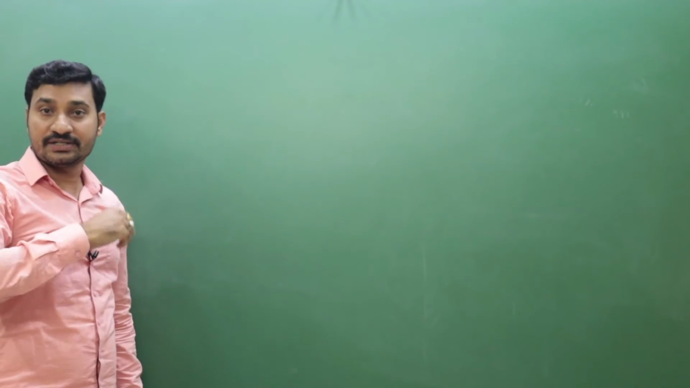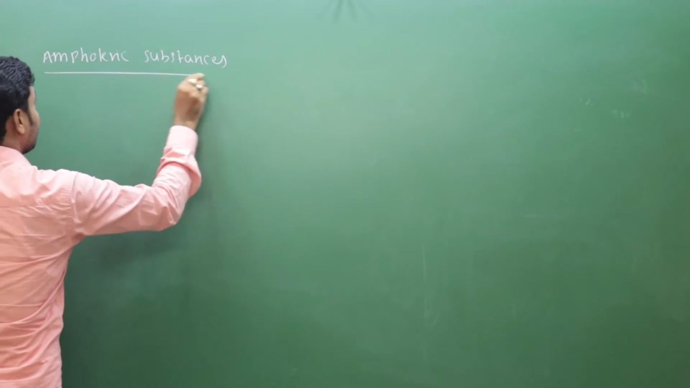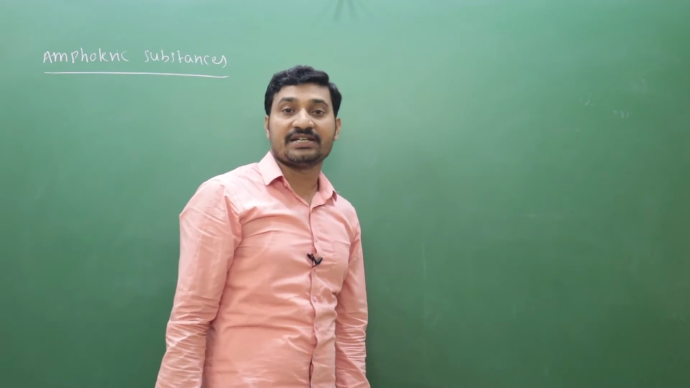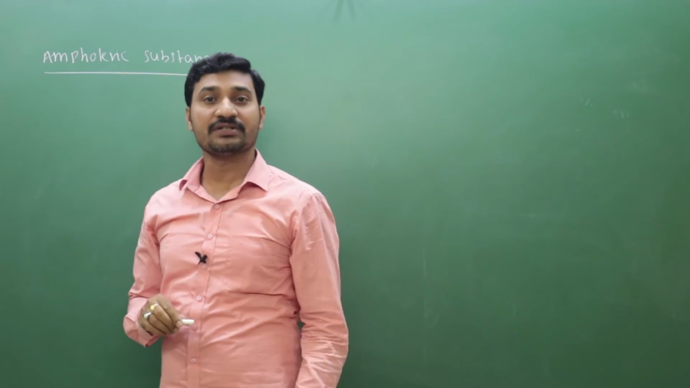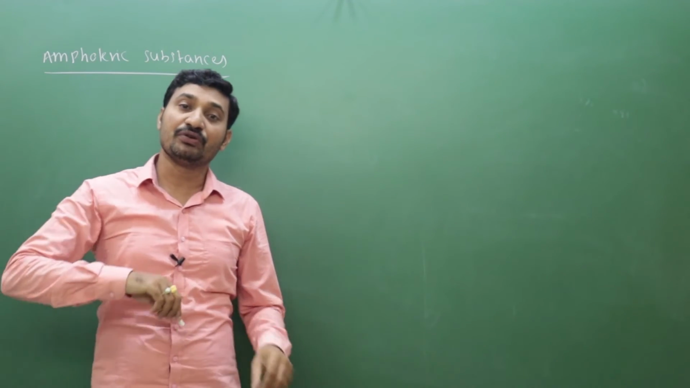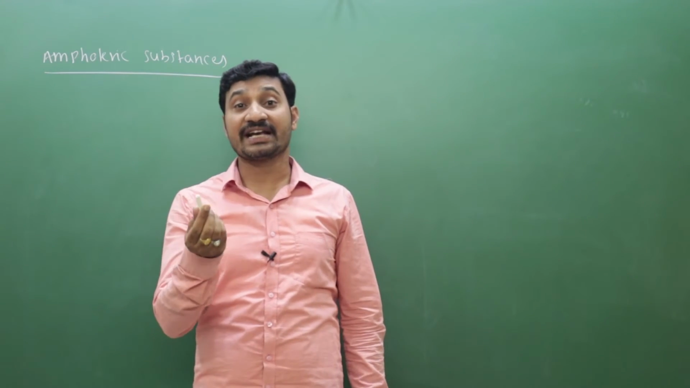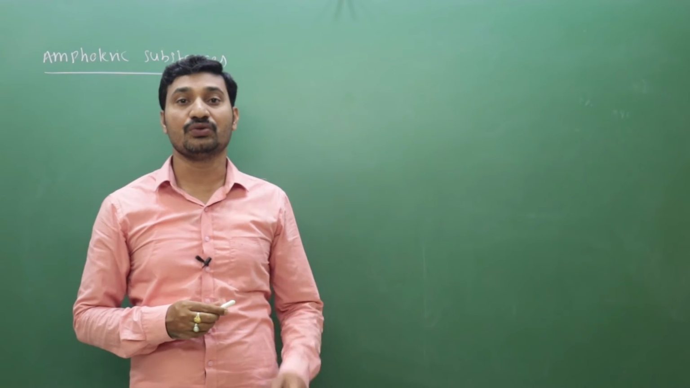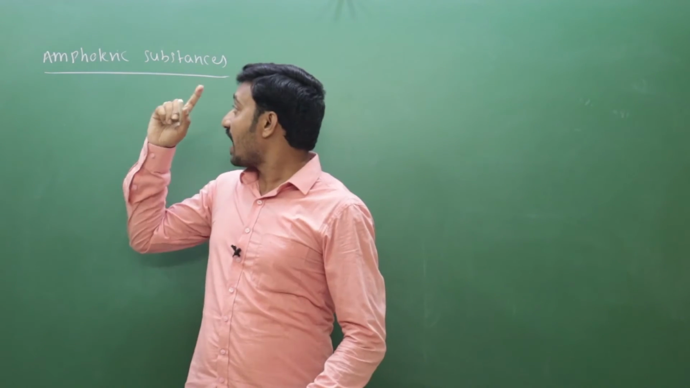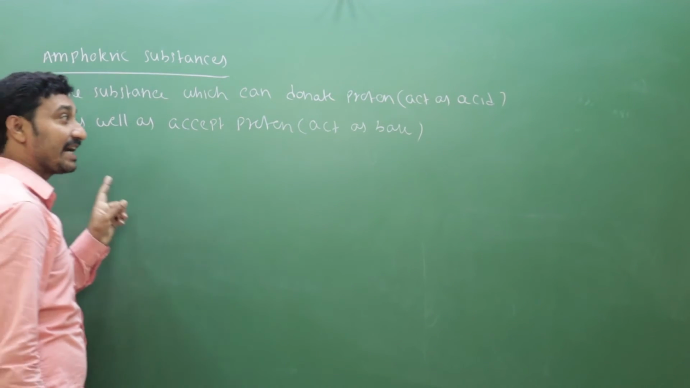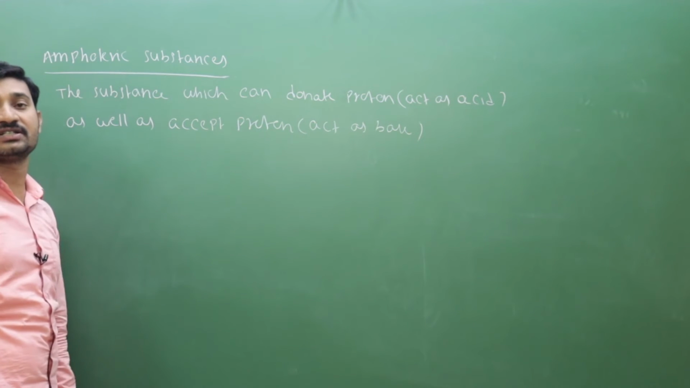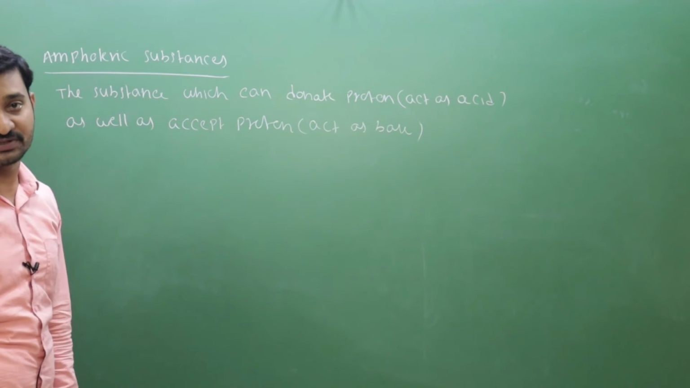Okay, let us discuss amphoteric substances. What is an amphoteric substance? The substance which can act as both acid and base. That means the substance is able to donate a proton and also able to accept a proton. So those substances are called amphoteric substances. The substance which can donate a proton as well as accept a proton, so it can act as both acid and base.